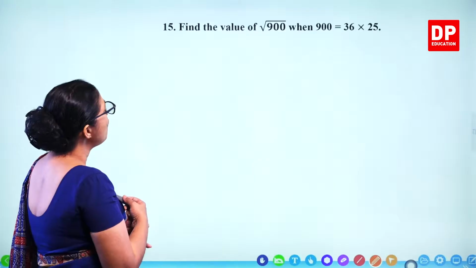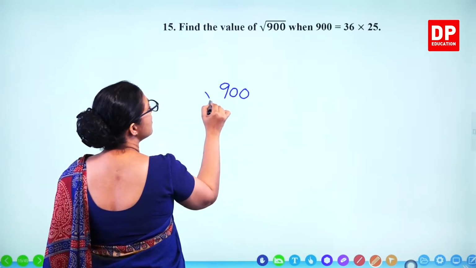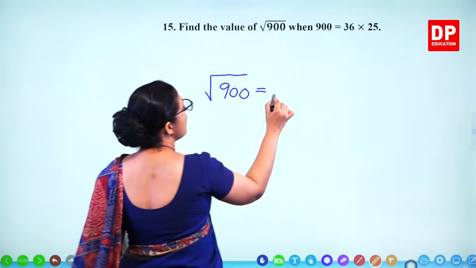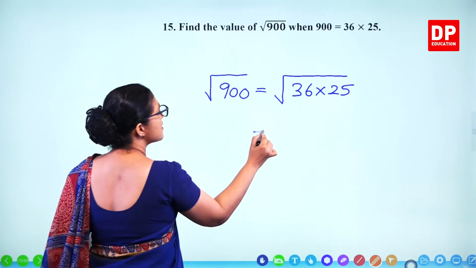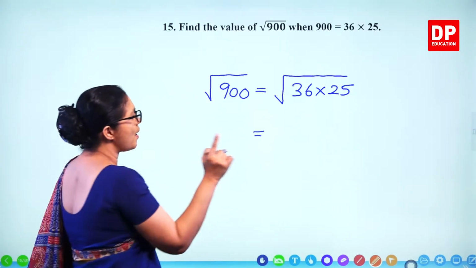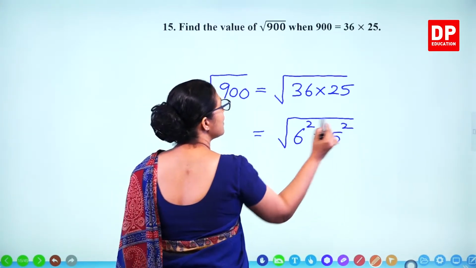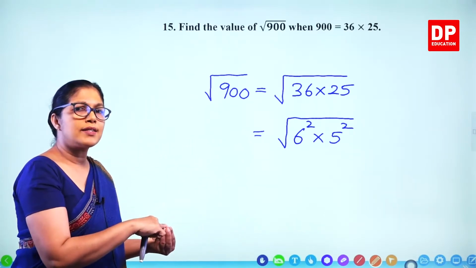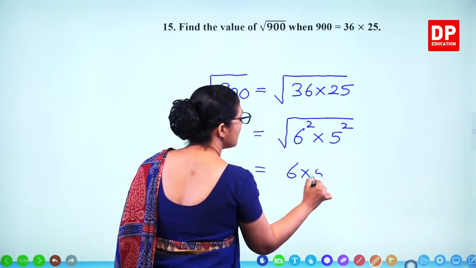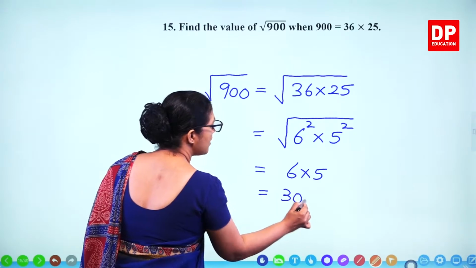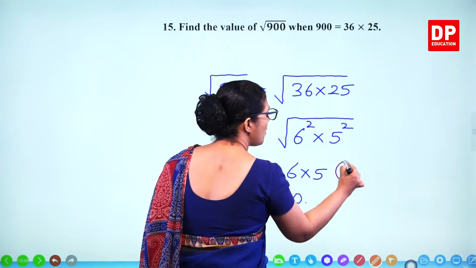Question number 15. Find the square root of 900, but 900 is given as 36 into 25. We'll take that 36 into 25. So what is 36? You can write 6 times 6. That's a square number. 25 is also a square number. That's 5 squared. What happens when you are taking square root? Square term and square root get cancelled out. And then you get 6 and 5. 6 times 5, you get 30 as the square root of 900. 2 marks.